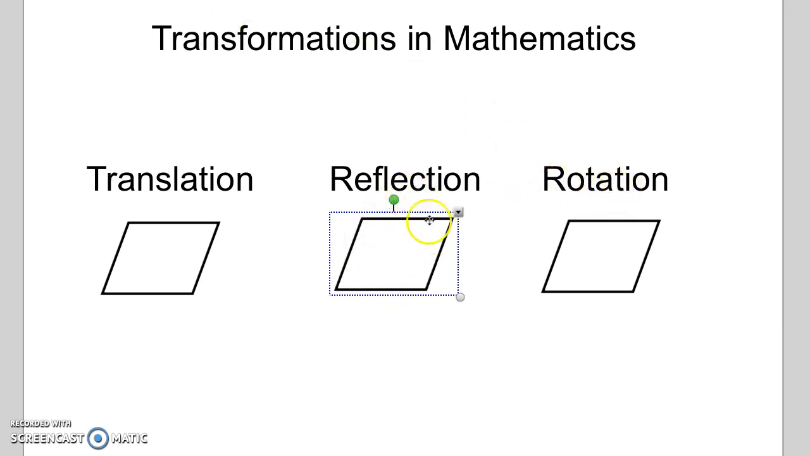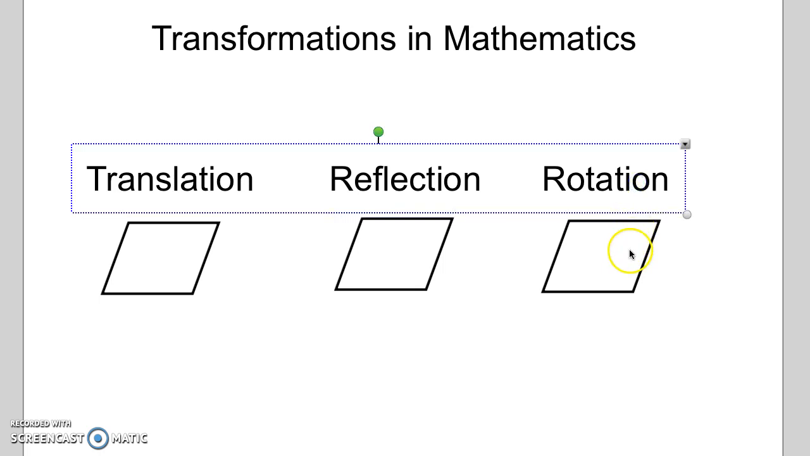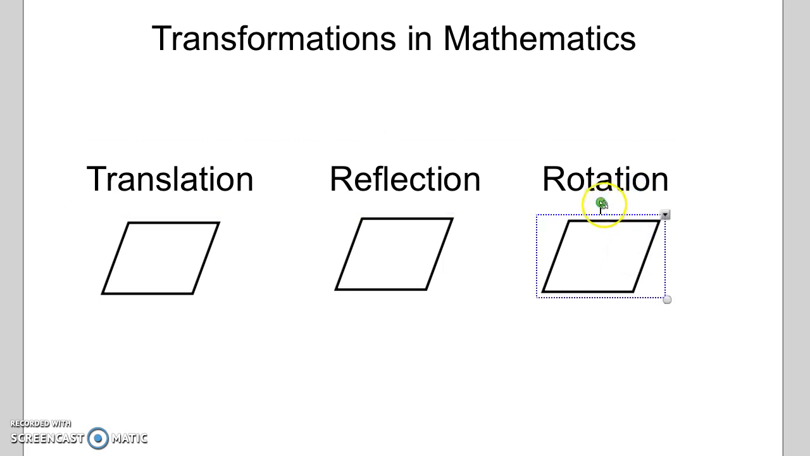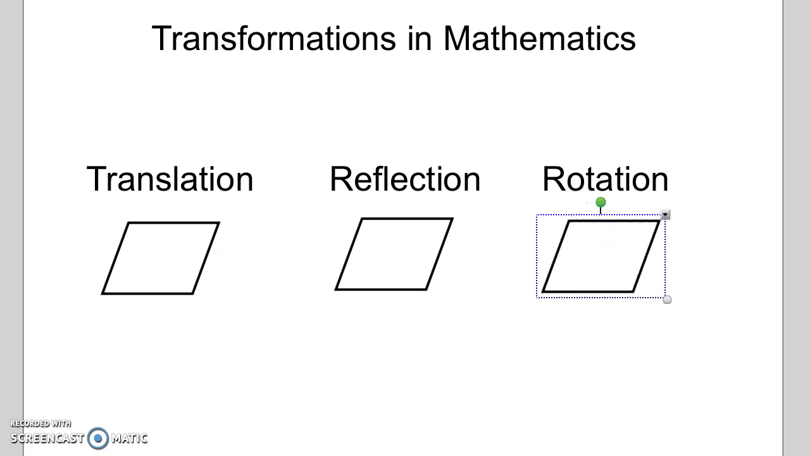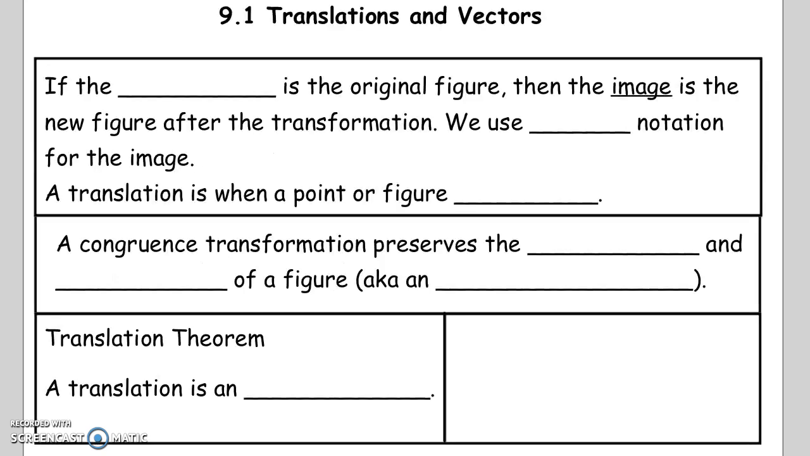And that these always reflect about a line. And then next we have a rotation. So when you take a figure and rotate it, you're literally rotating it about a point. So what we're going to focus on today is just the translations. And we need to figure out some vocabulary first.